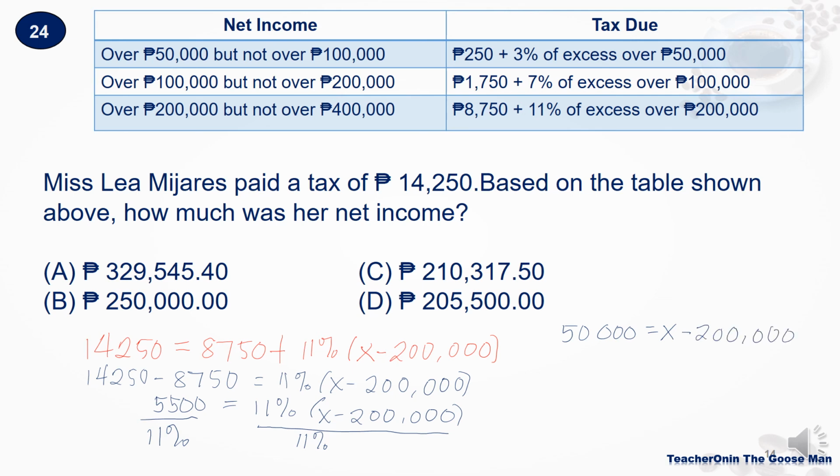Again, I'll add both sides of the equation by 200,000. So here, 50,000 plus 200,000 is equal to the value of your x. So therefore, x is equal to 250,000. So the answer here is B. So that's it.